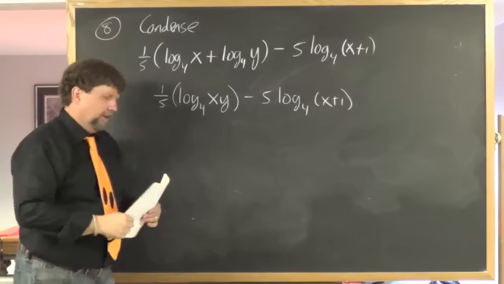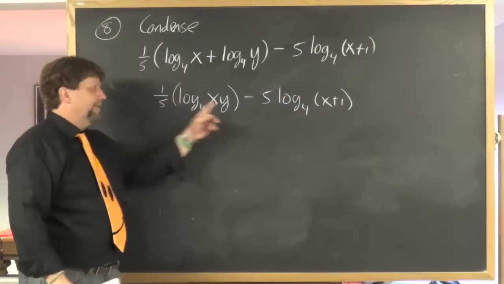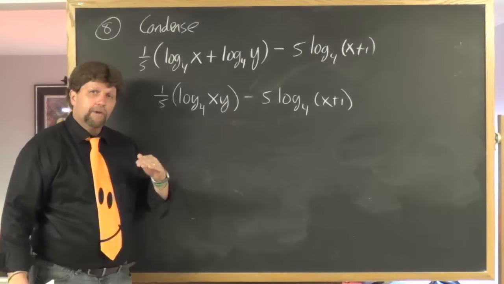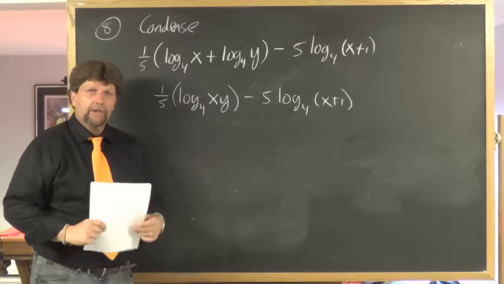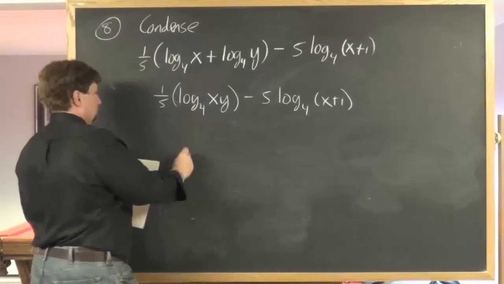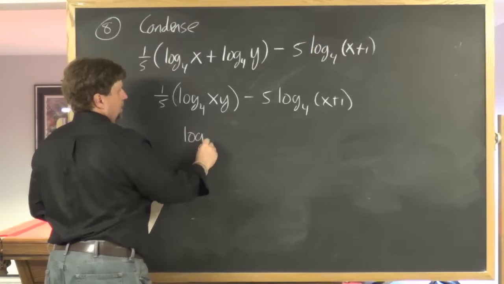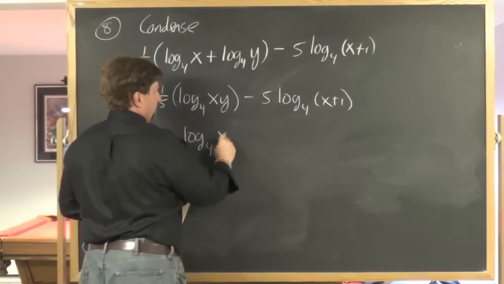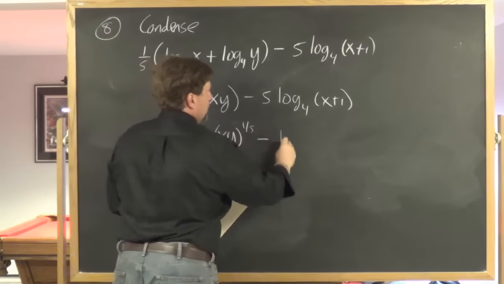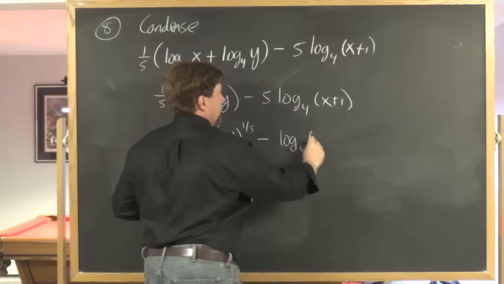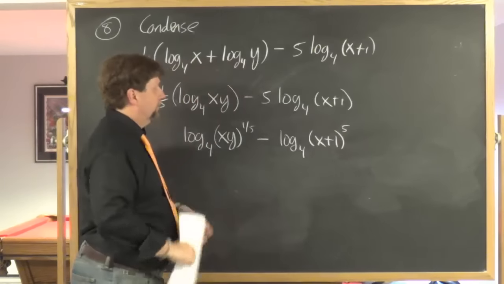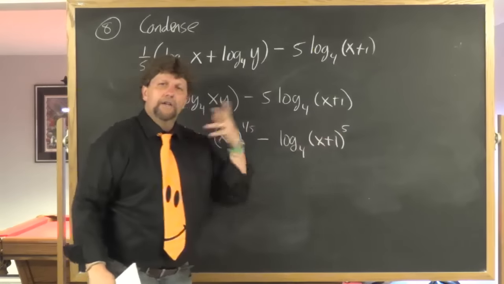Okay, next, there's a law of logarithms that says these coefficients that are out here were originally in an exponent position. So I'll go ahead and put those back in the exponent position. So that gives me log base 4 of xy to the 1/5 power minus log base 4 of x plus 1 to the 5th power. So I took both of those and put them back in their exponent position.